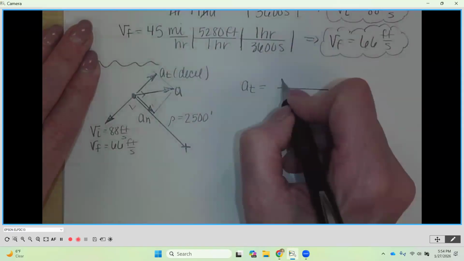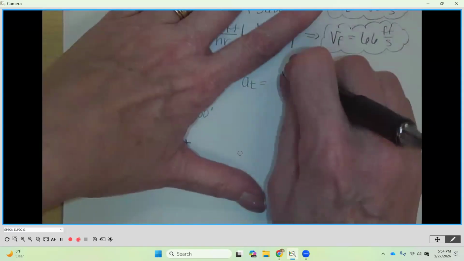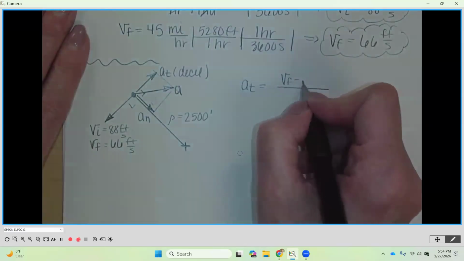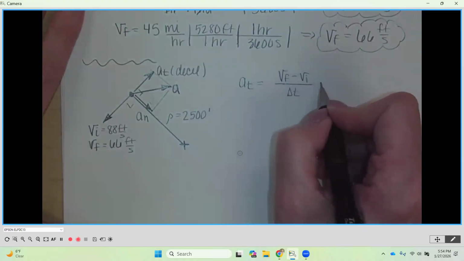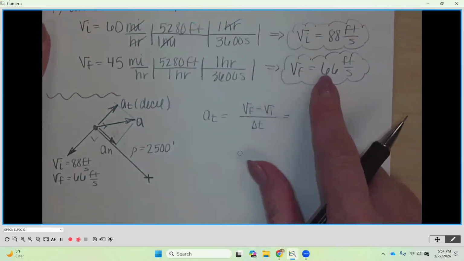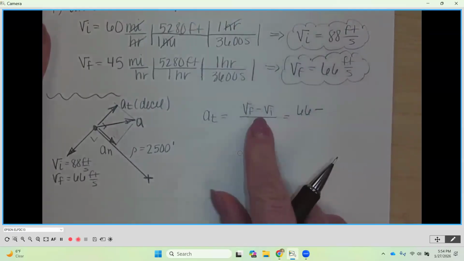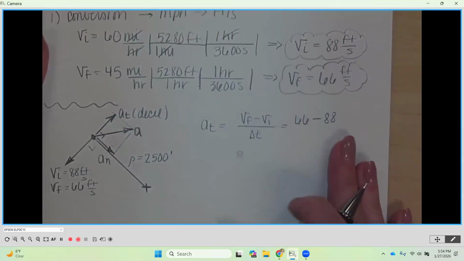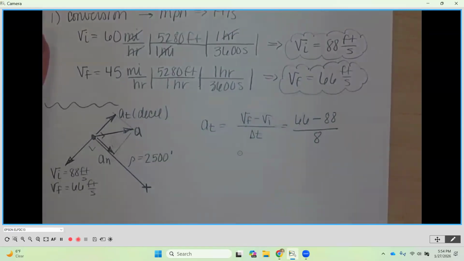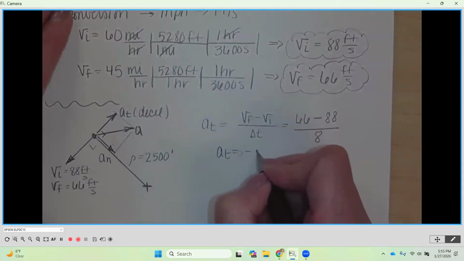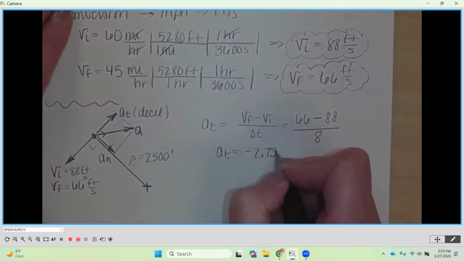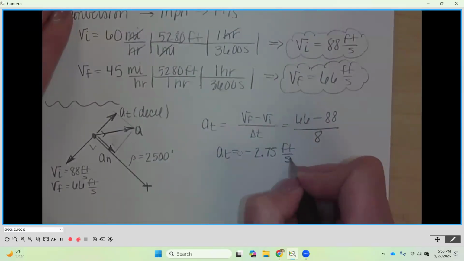So that means I'm going to have v_f minus v_i, divided by my change in time. My value for the final is going to be 66 minus the 88, which is right up there, divided by the 8 seconds. Notice I didn't put my units in because I already made sure they were all consistent with feet and seconds. So my tangential acceleration is going to be a negative 2.75 feet per second squared.